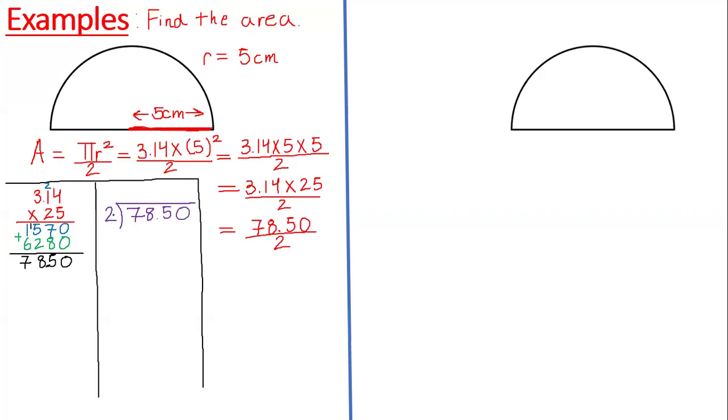How many times does 2 go into 7? 3 times. 2 times 3 is 6, and 7 minus 6 is 1. Bring down the 8. How many times does 2 go into 18? 9 times. 2 times 9 is 18. We do 18 minus 18, which is 0.